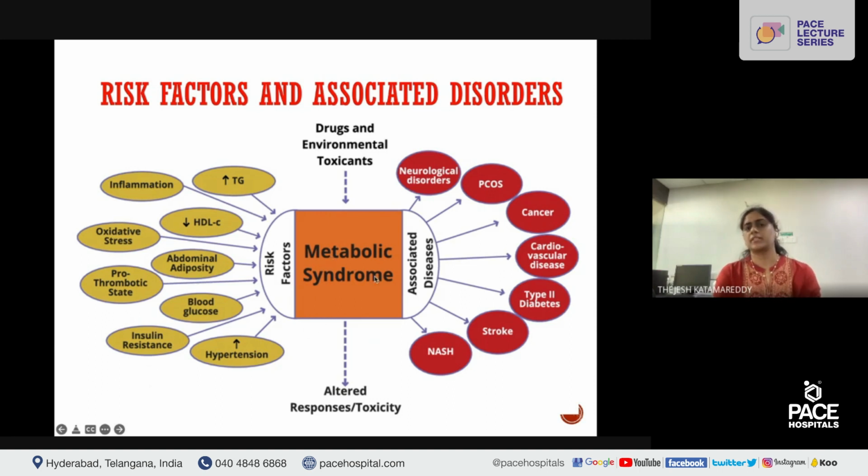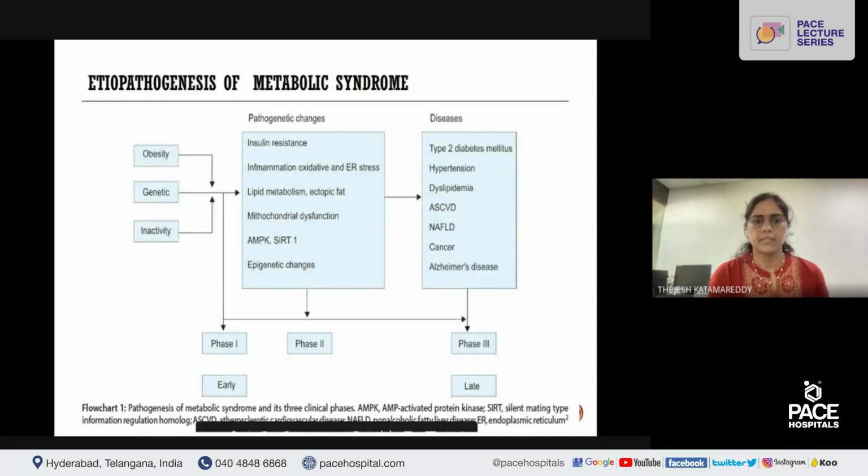In turn, metabolic syndrome leads to all these associated disorders like neurological disorders, PCOS, cancers, cardiovascular diseases, type 1 diabetes, stroke, and non-alcoholic steatohepatitis. This slide also explains the same thing with the pathogenesis.